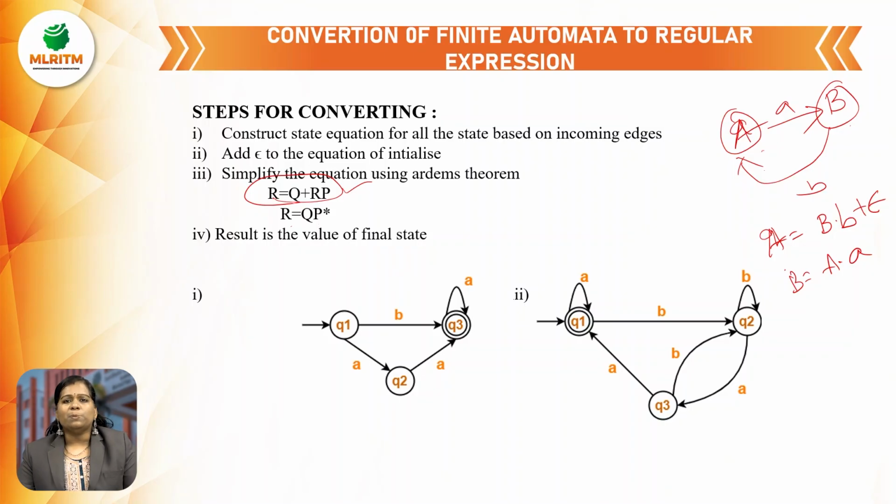So again I am explaining this one. This fourth step is very important in this topic, conversion of finite automata to regular expression. The first one is, for every state you need to construct the state equation based on incoming edges. Then add epsilon to the initial state and simplify the equation by using Arden's theorem. The fourth one is, the result is the value of the final state.